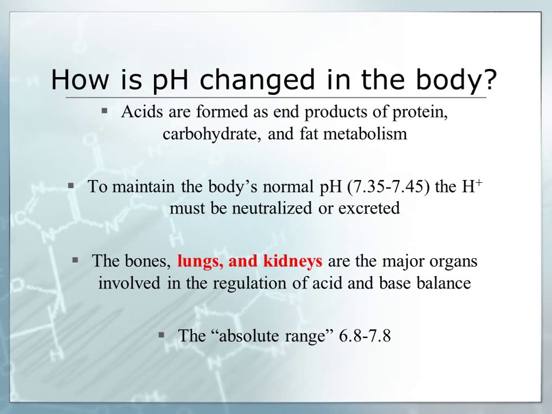So how has pH changed in the body? There are a lot of different ways it's changed. And some of the things you need to keep in mind: lungs and kidneys. So two of the main organs that help you regulate pH are the lungs and the kidneys.